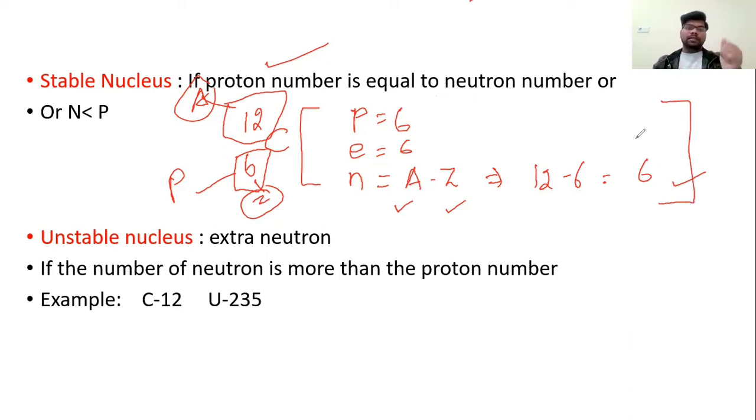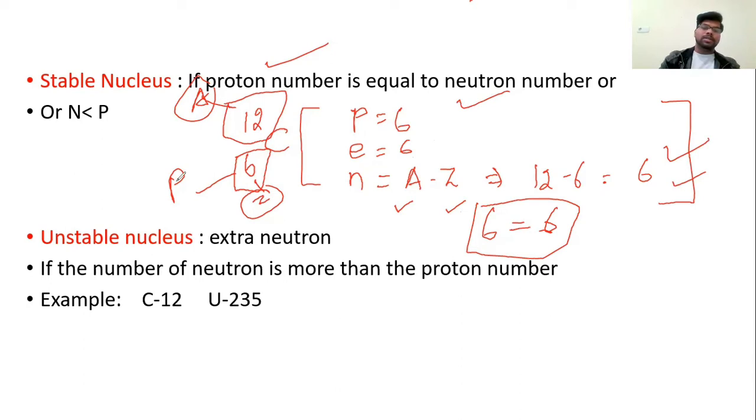So now look at the definition. If the proton number is equal to the neutron number, or if the neutron number is lesser than the proton number, then that kind of atom, those isotopes, are stable, or that nucleus will be stable. Here we have 6 protons and 6 neutrons. That means the proton number and neutron number are equal. So this element will be stable.